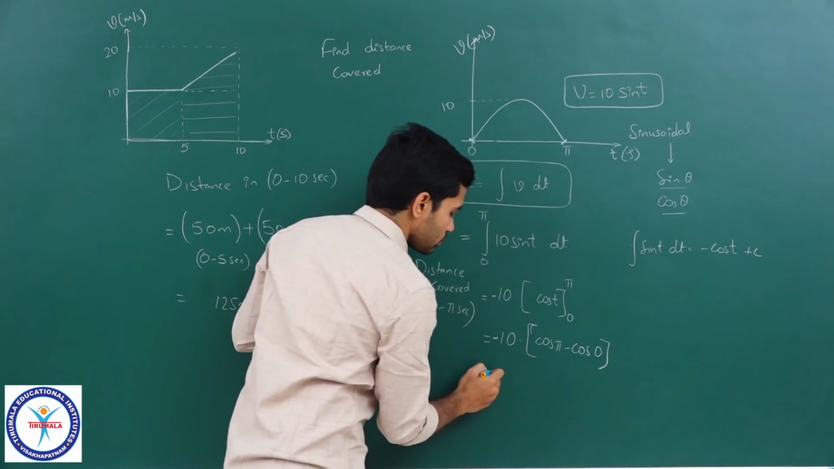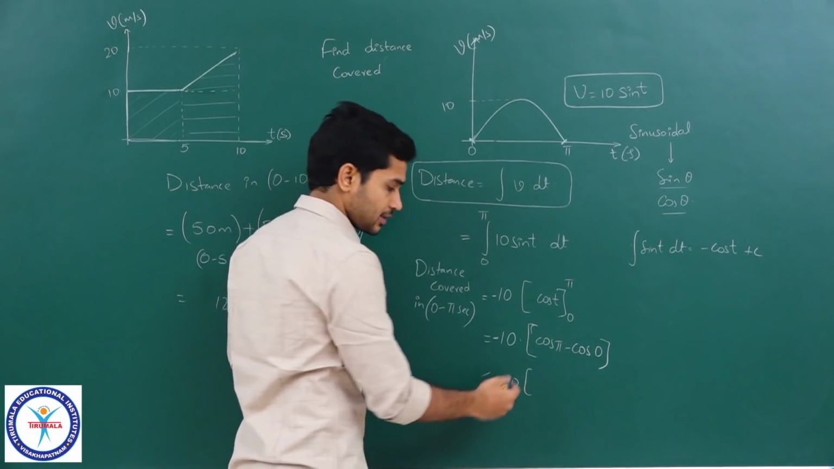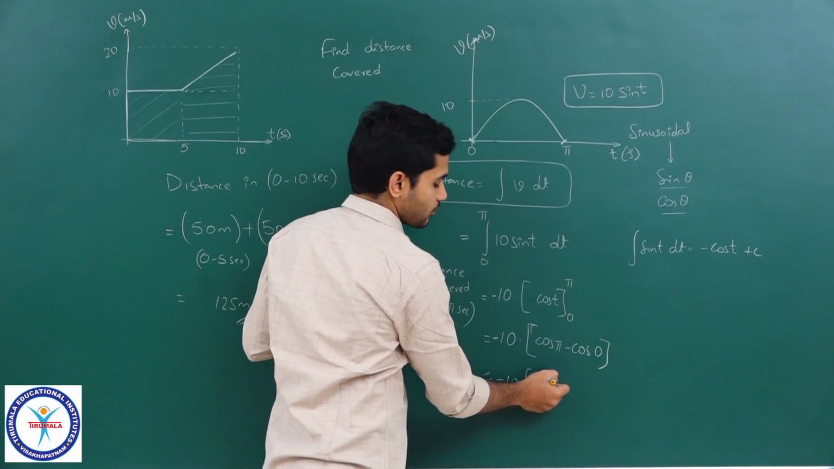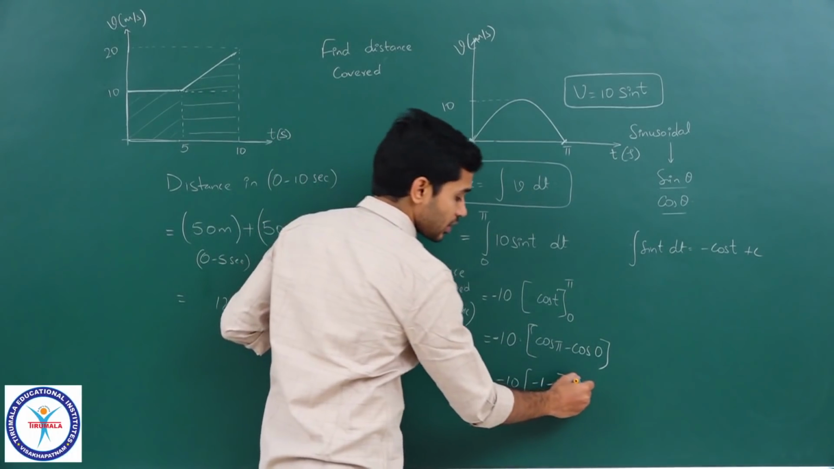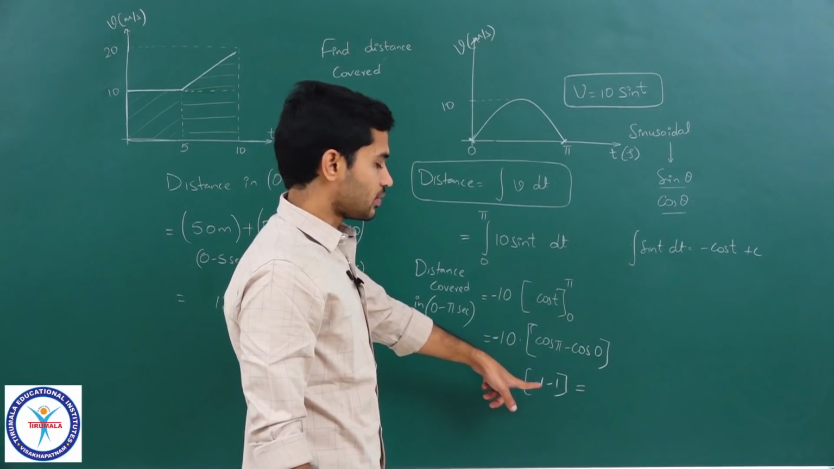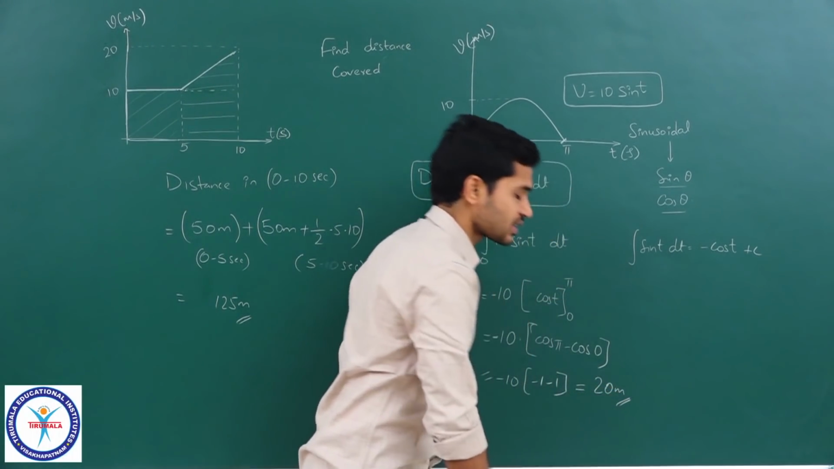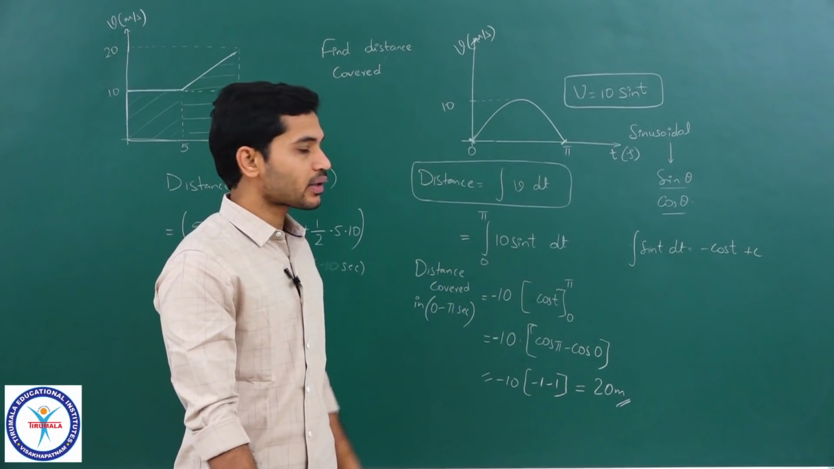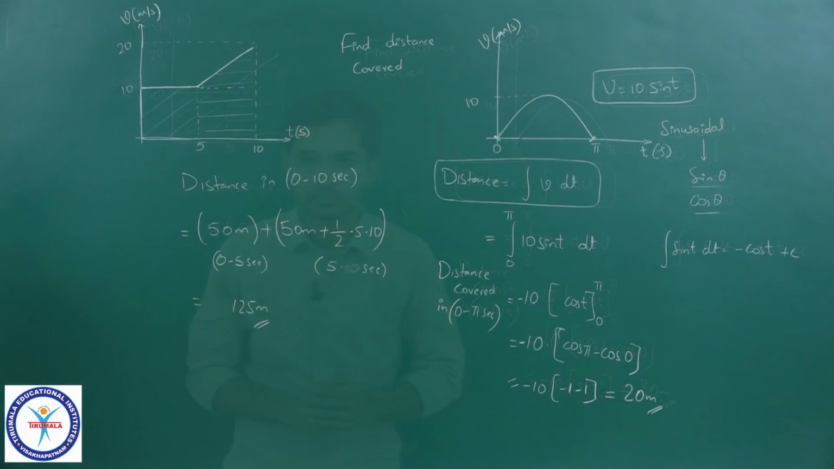Now, you just substitute the values: minus 10 into, cos pi is minus 1, which is cos 180, right, minus cos 0 is 1. So, simplifying this will give you the result. Minus 10 into minus 2, which is 20 meters, right. So, that would be the distance covered. In that manner, whatever speed is given to you, you can directly calculate the distance covered by using definite integration. Clear?